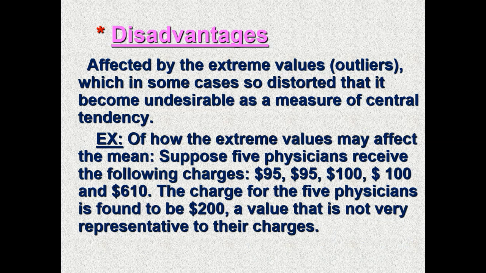Example of how extreme values may affect the mean: suppose 5 physicians received the following charges: $95, $95, $100, $100, and $610. The mean charge for the 5 physicians is found to be $200, a value that is not very representative of their charges. يعني احنا عندنا أطباء، طبيب ياخذ $95، الثاني 95 والثالث 100 والآخر 100 والآخر 610. هاي 610 خلت المين يصير $200، في حين عندنا بس طبيب واحد ياخذ أكثر من $200 وكل الباقية ياخذون $100 أو أقل، وهذا سوى distortion للداتا أو ما يعرف بالoutliers.